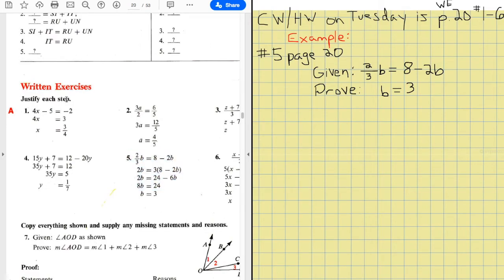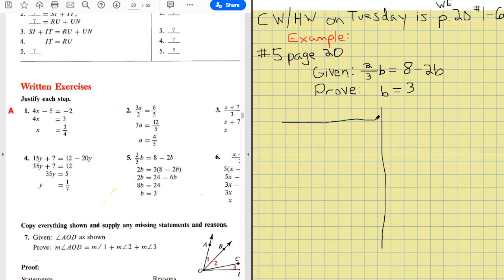Written exercises, it says justify each step. They've written in a lot more here than I wanted, because I actually want to write a proof here. What they've written here are basically the statements of a proof. And I'm going to write this down the way that I want you to do it, as a 2-column proof. So get used to this: 2 columns.